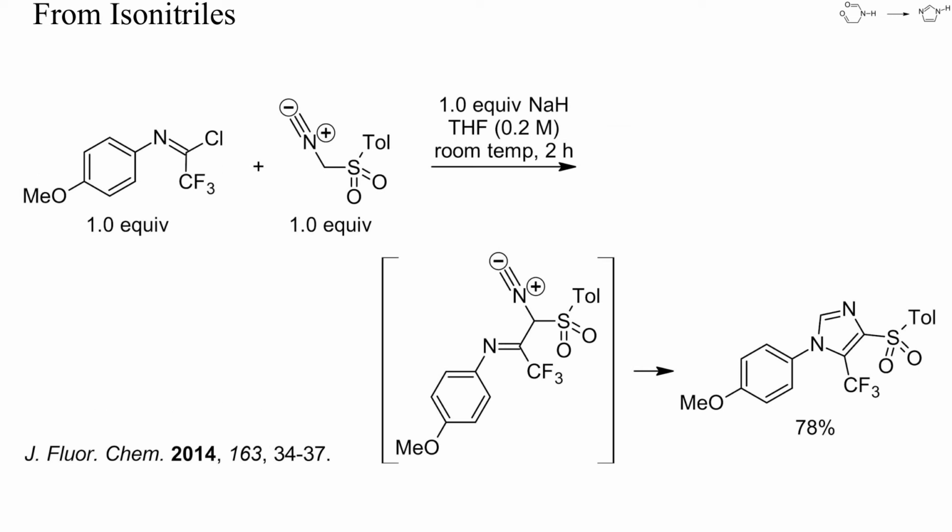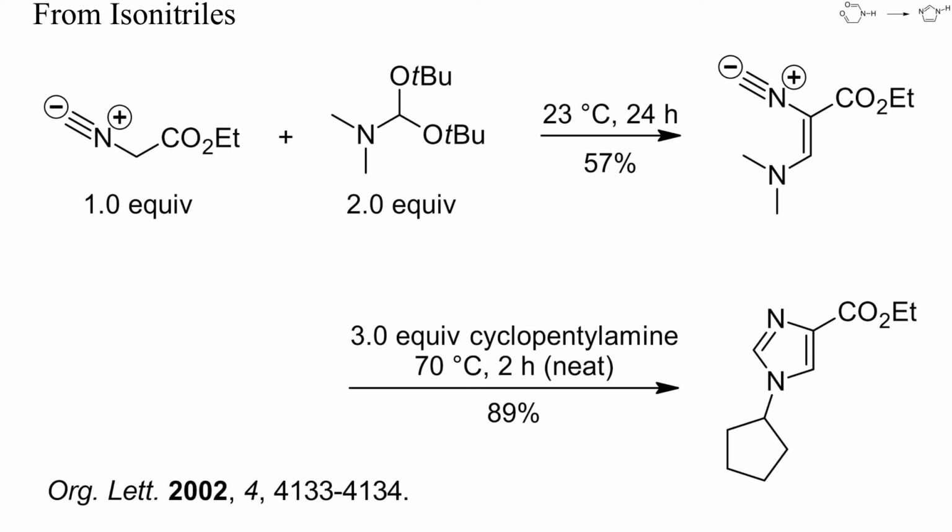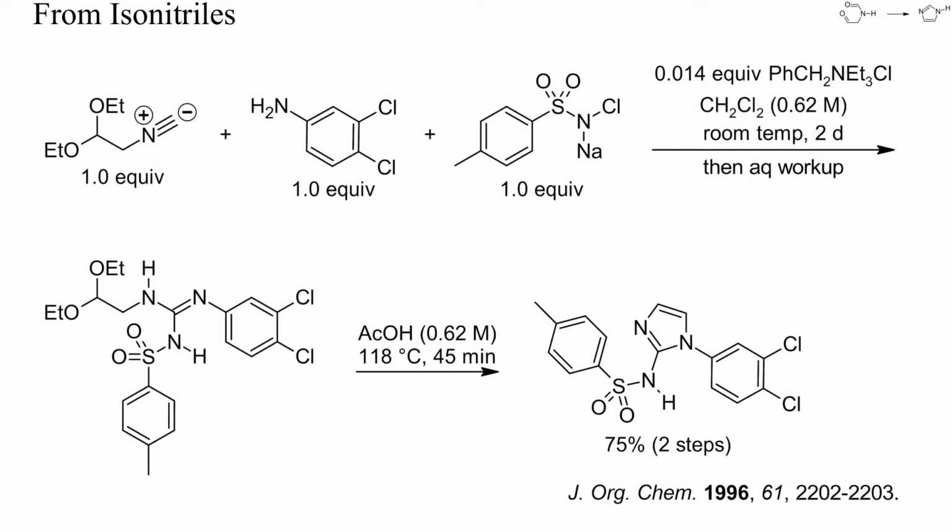Acylation of TosMIC with acyl chlorides yields tosyl oxazoles, while acylation with imidoyl chlorides, as in this example, gave the expected tosyl imidazoles, without elimination of toluene sulfinate. The same intermediate as in the previous example can also be generated by aminomethylation of a CH-acidic isonitrile, followed by treatment with a primary amine.